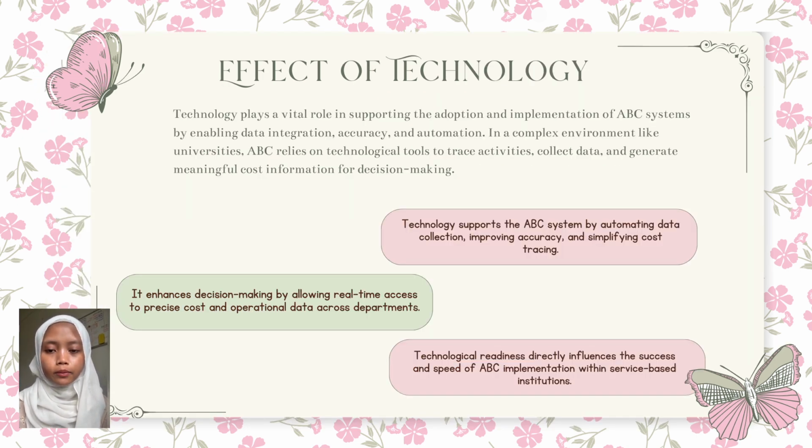Technology supports ABC adoption by making it easier to gather, process, and use detailed activity data, especially in complex settings like universities. With the help of automation and information systems, universities can trace costs more accurately and link them to specific services. This helps decision makers access real-time, precise data, which improves budgeting, planning, and overall governance.